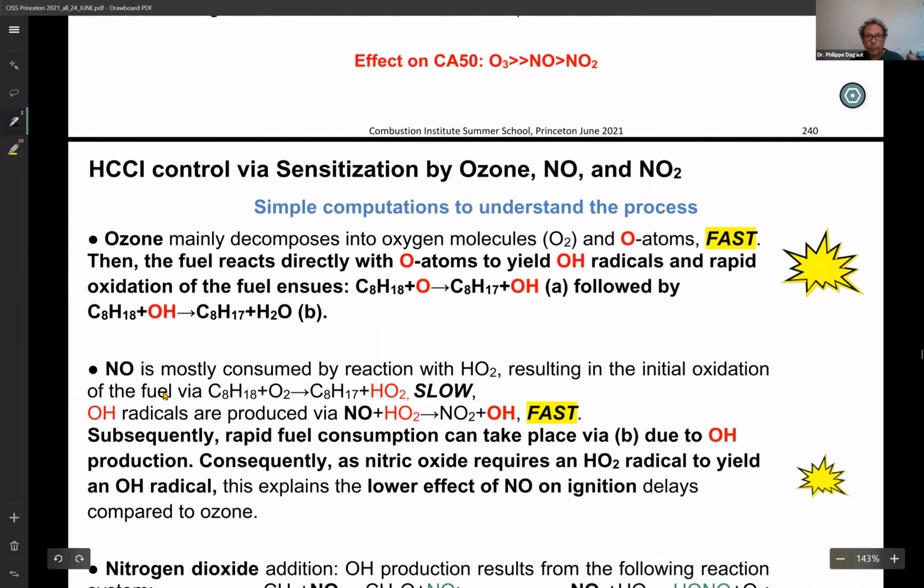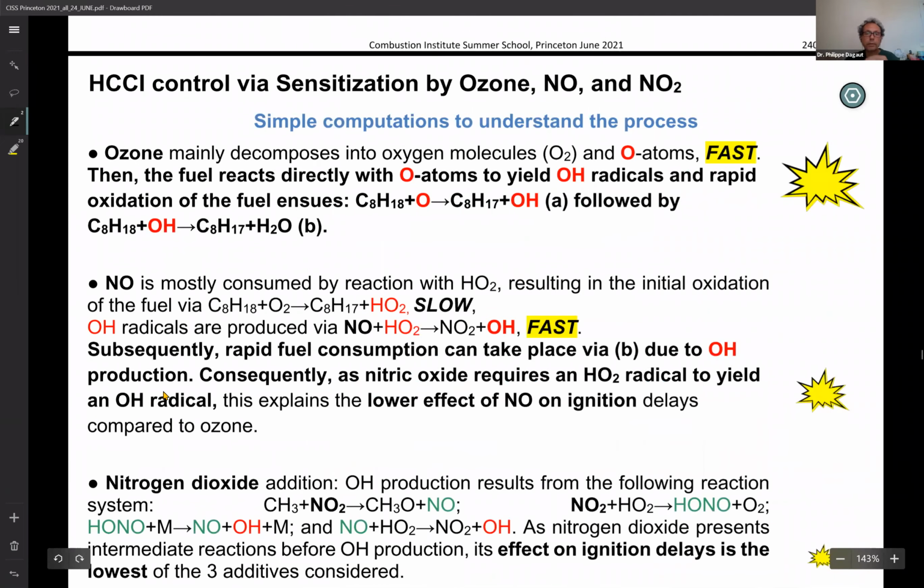So how to interpret these results? You can interpret them by running a chemical kinetic reaction mechanism. This is what we did. We did very simple computations, zero-dimensional.